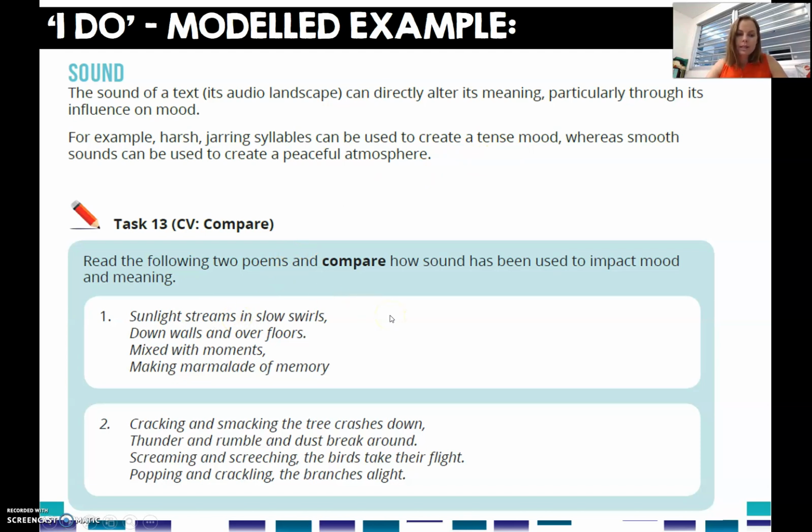Poem 1: Sunlight streams in slow swirls, down walls and over floors, mixed with moments, making marmalade of memory. Number 2: Cracking and smacking, the trees crashes down, thunder and rumble and dust break around, screaming and screeching, the birds take their flight, popping and crackling, the branches alight.